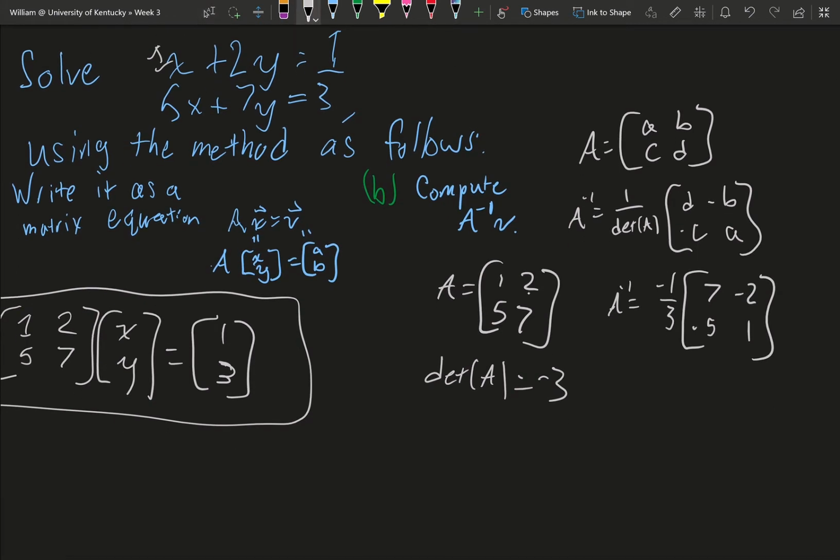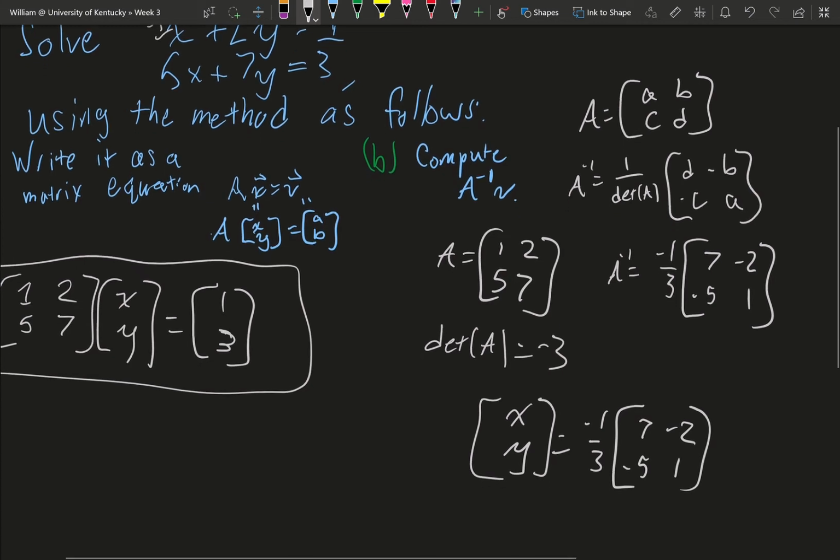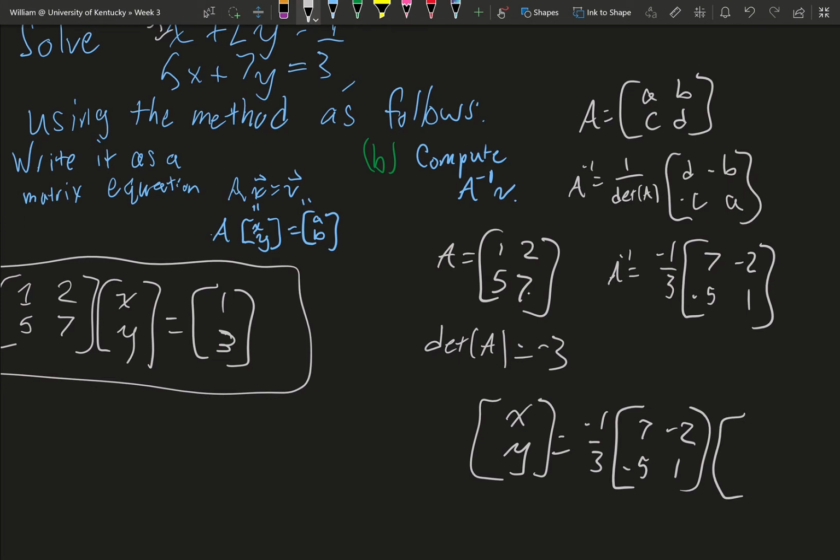Okay, so having this equation, we multiply by A inverse, which cancels this out, and we get (x, y) equals negative 1/3 times [7, negative 2; negative 5, 1]. I like to keep the determinant outside until the end, especially if it's a fraction like that. And then we have times (1, 3).